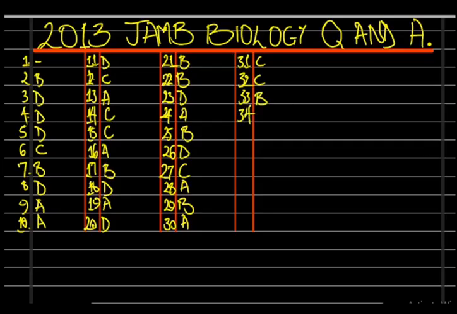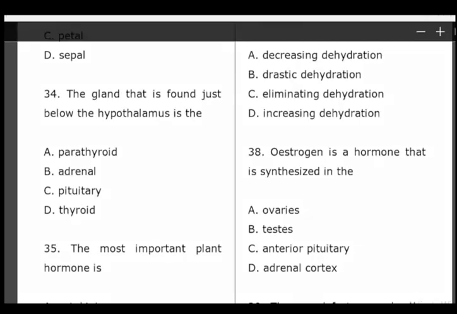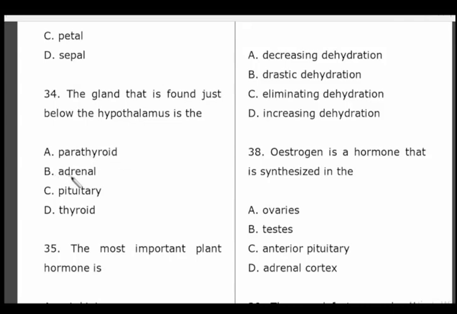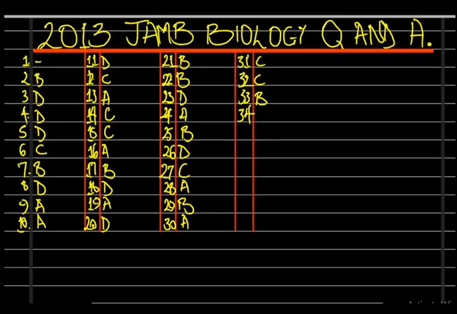I will move to question 34 now. The gland that is found just below the hypothalamus is the A. parathyroid, B. adrenal, C. pituitary, D. thyroid. The answer to that question is the pituitary gland, because that is the only gland that is found in the head close to the hypothalamus. The parathyroid and the thyroid gland are found in the neck region, and the adrenal gland is found directly above the kidney. So the answer is the pituitary gland. That is option C.